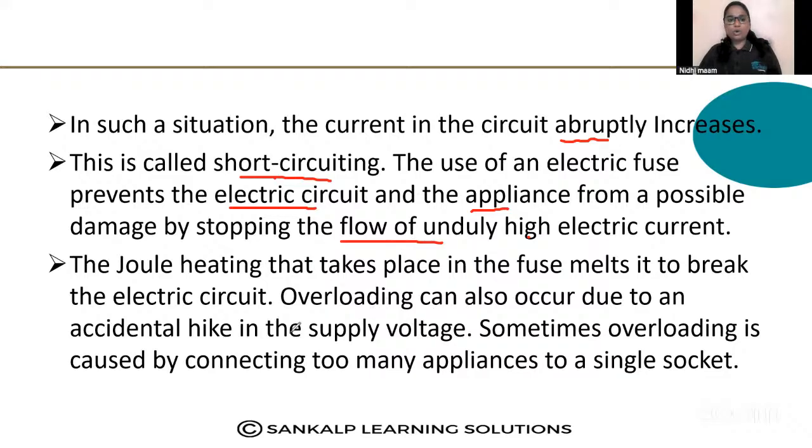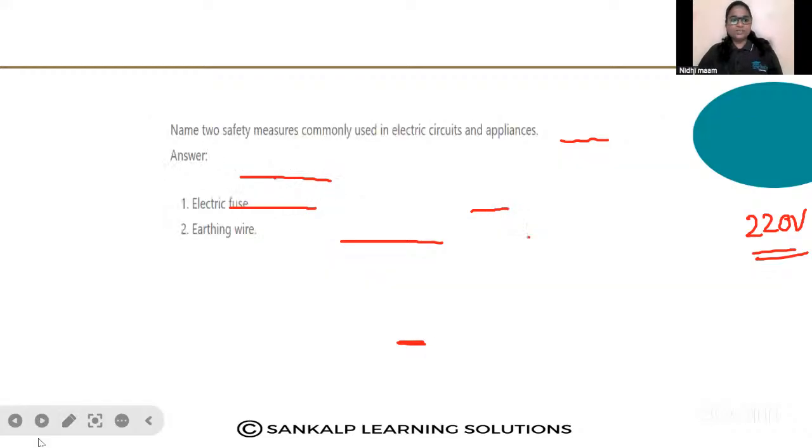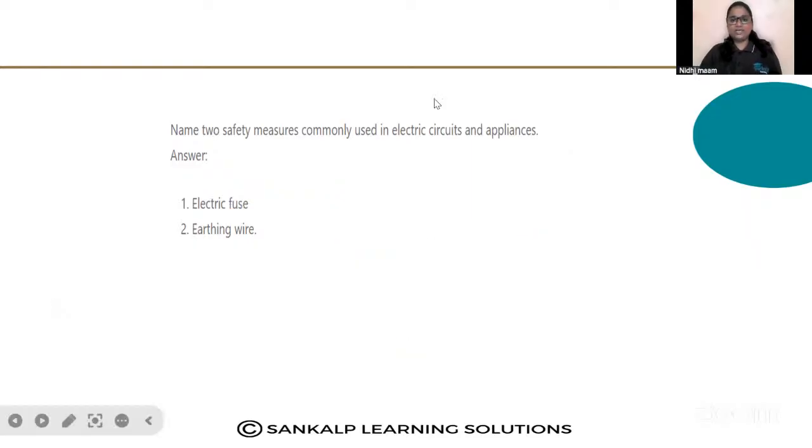Overloading can also occur due to an accidental hike in the supply of voltage. For example, every house in our India, in our Karnataka, receives 220 volts. If a higher voltage comes suddenly, then too there are chances of overloading, which is prevented by our electric fuse. So this is about the application, or we can say the use of the electric fuse. Okay. So this is about our chapter magnetic effects of electric current.